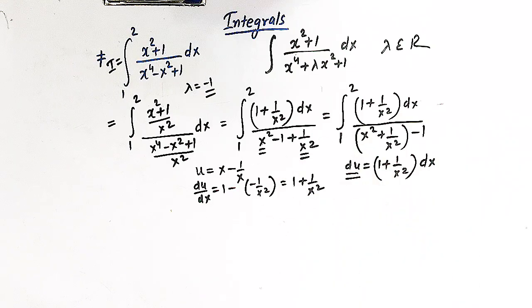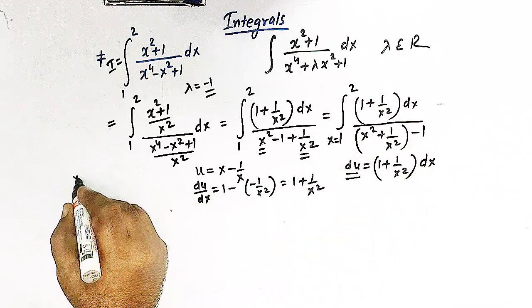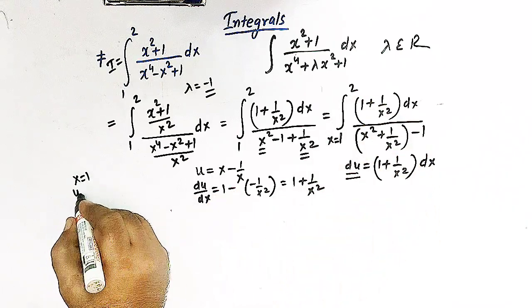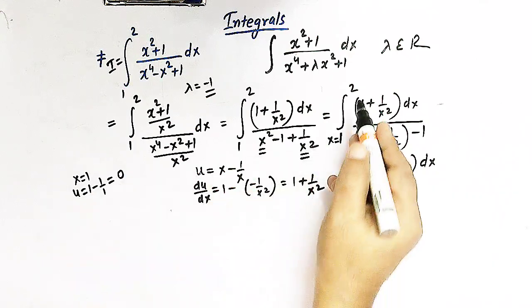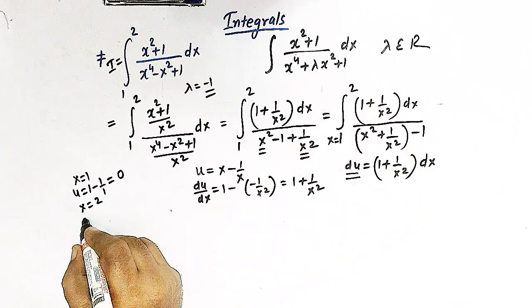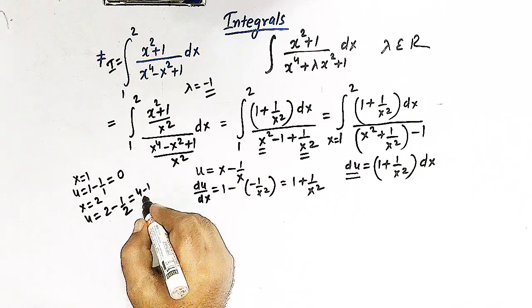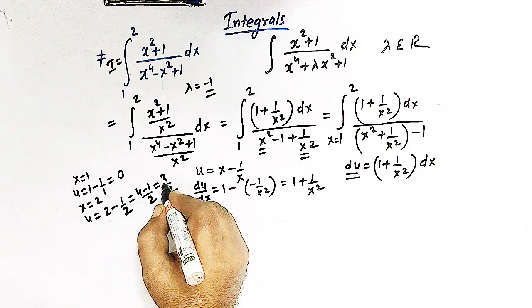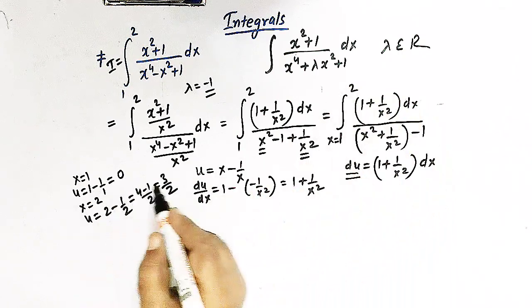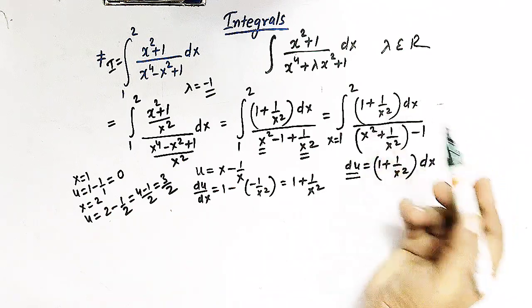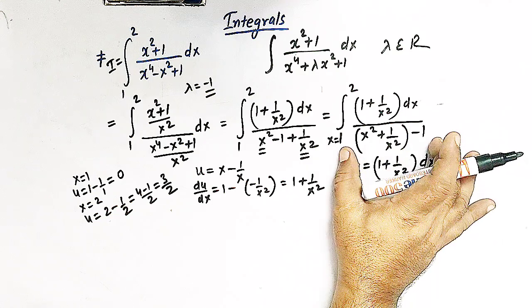Okay, now let us change the limits, and here x varies from 1 to 2. When x is equal to 1, then the value of u is given by 1 minus 1 over 1, that is equal to 0. And when x is equal to 2, then u is 2 minus 1 over 2, that is 4 minus 1 over 2, that is 3 by 2, right? So when x varies from 1 to 2, u varies from 0 to 3 by 2. So now we have changed the limits, and now let us take care of this denominator.